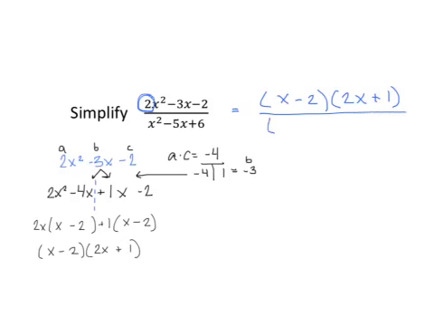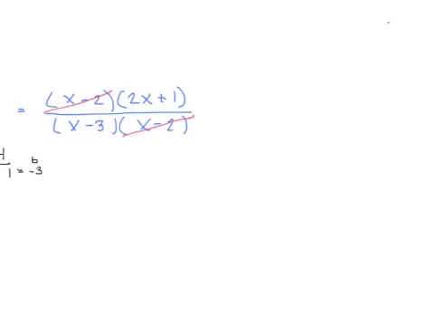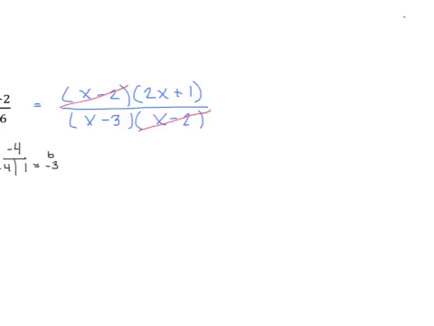over, what do we have on bottom when we factor? Negative 3, negative 2. X minus 3 and x minus 2. All right, very good. Now, what can we cancel? The x minus 2's. So we get, yes, 2x plus 1 over x minus 3.